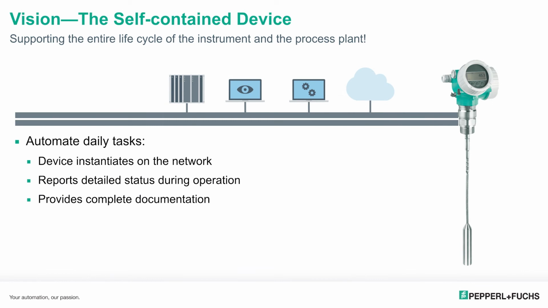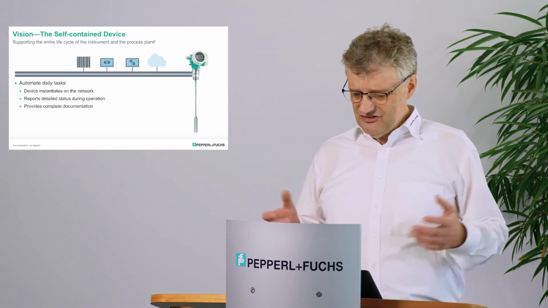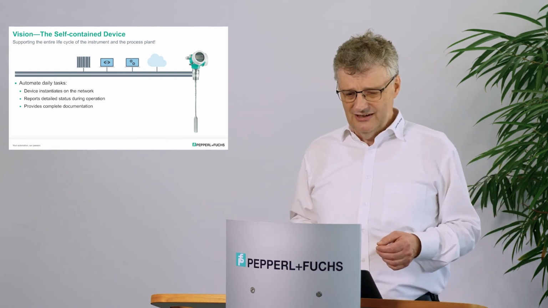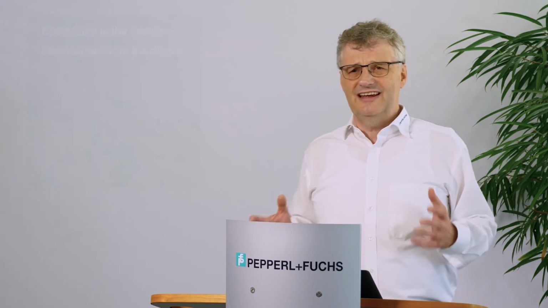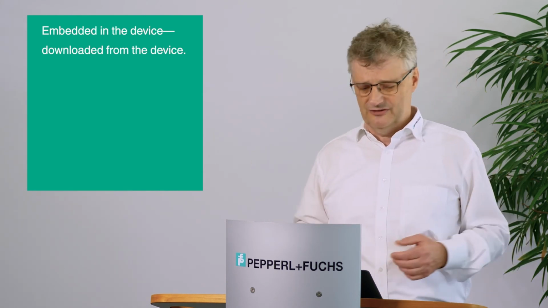What is the vision now? How does that translate into a field device? So one aspect is the self-contained device, as we call it, that is supporting the entire life cycle of the instrument and the process plant. It will automate daily tasks like self-instantiation on the network. It will report a detailed status during operation. It will provide complete documentation like manuals, installation drawings, certificates, declaration of conformity, device descriptions, and so on. So all that data will come embedded in the device and can be downloaded from the device. No need to search for it on the internet anymore.